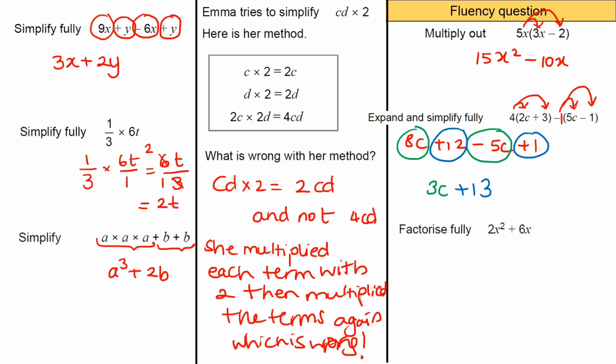Next one's asking us to factorize fully, so 2x and 6. The highest factor that goes into both of them is going to be 2, and then x goes into both of them. So we've got 2x times x, that's going to give us 2x squared, plus 2x times 3, that's going to be 6x. So this is the fully factorized version of this.